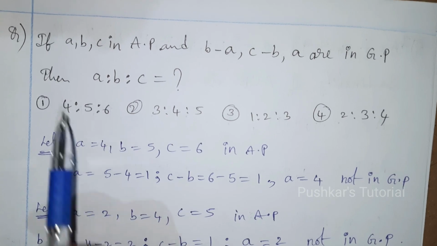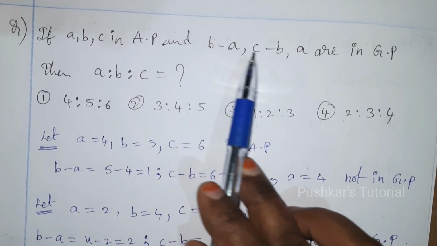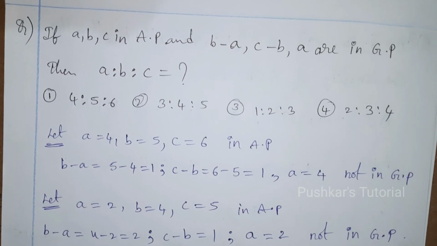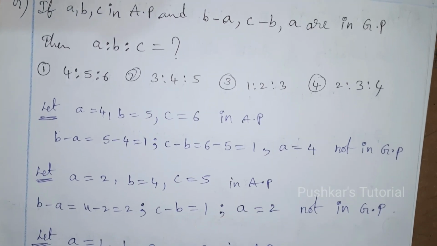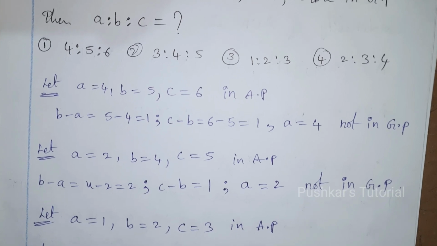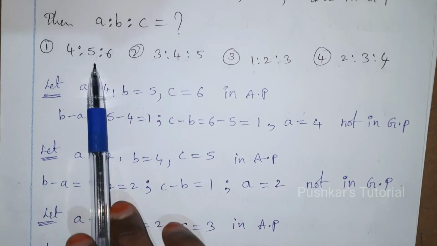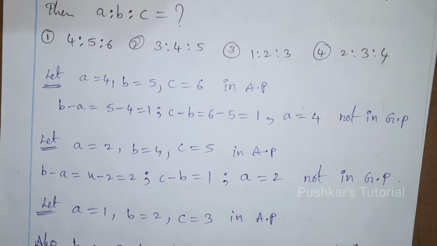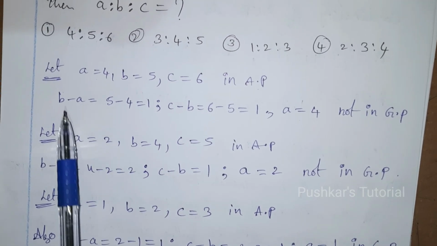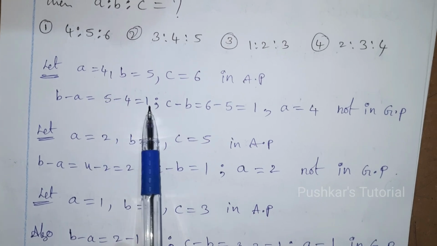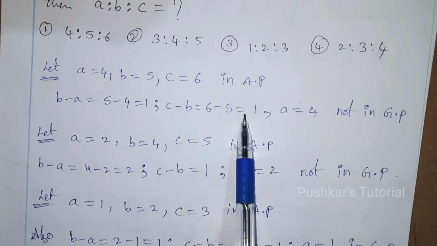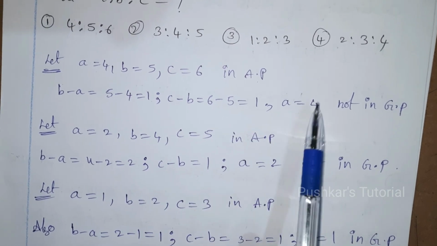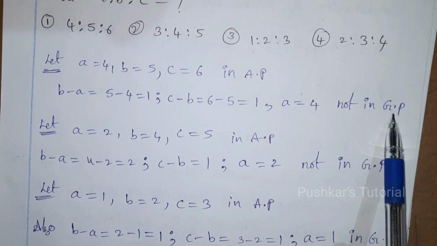If A, B, C are in AP and B minus A, C minus B and A are in GP, then find A:B:C. Here options 1, 2, 3, 4 are given, so we have to check option-wise. First option, A is 4, B is 5, C is 6. Of course these three are in AP, there is a common difference. Next is asking about GP. B minus A means 5 minus 4 is 1. C minus B is 1. Next A value is 4. So 1 by 1 is 1, but 4 by 1 is not 1. So it is not in GP.